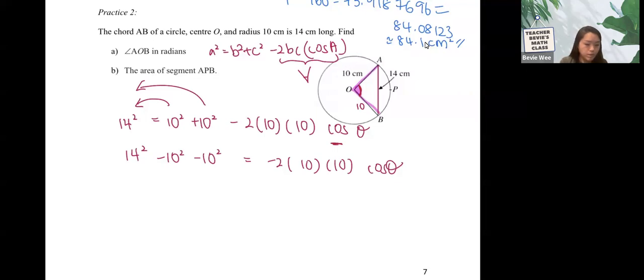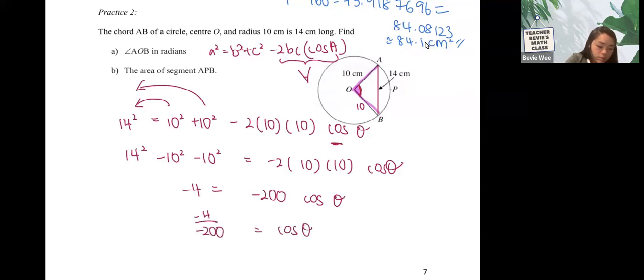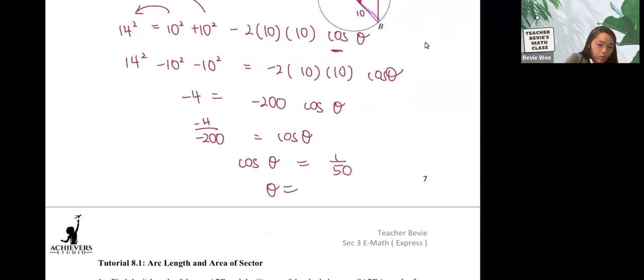So 14 square minus 10 square minus 10 square. This is minus 4 equals to minus 200 cos theta. Same thing, I want to let cos theta stand alone. Cos theta equals to 1 over 50. Theta equals to cosine inverse 1 over 50. So I get theta is 1.550794993. Like that.